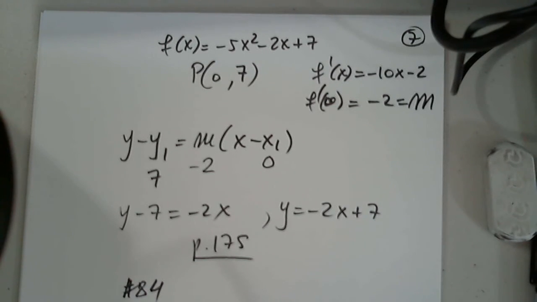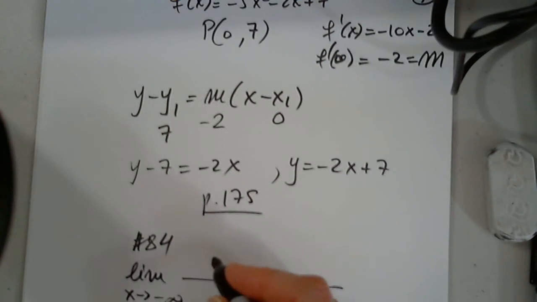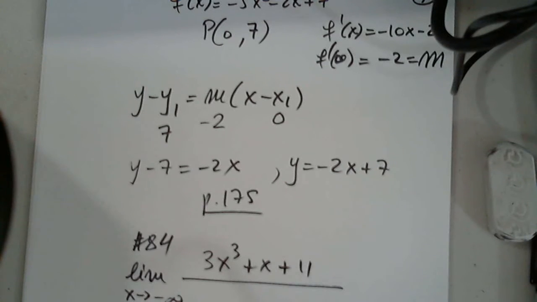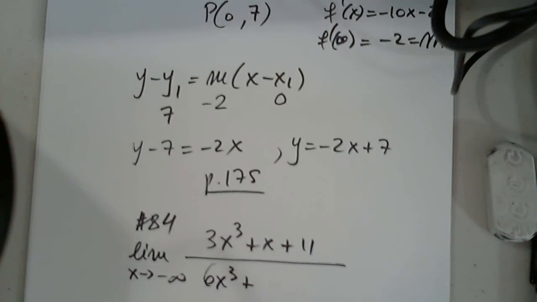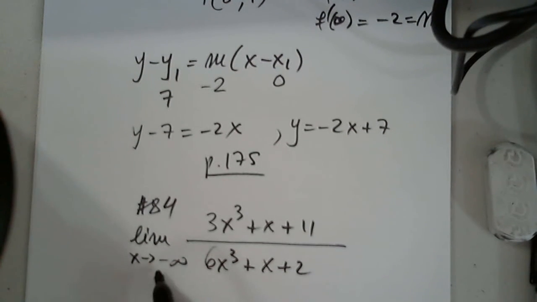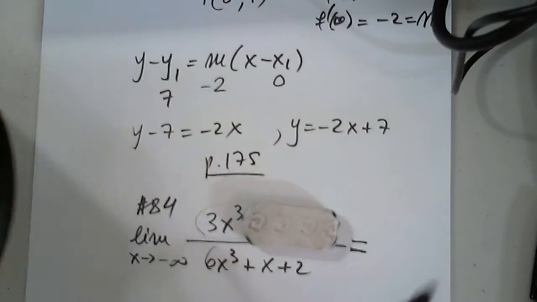So the limit as x approaches negative infinity of 3x to the third plus x plus 11 over 6x cubed plus x plus 2. Perfect. So when you plug in infinity, so to speak, in the numerator, what do you get? And which terms count? Just the ones with the highest degree. So the highest degree counts when we talk about infinities.